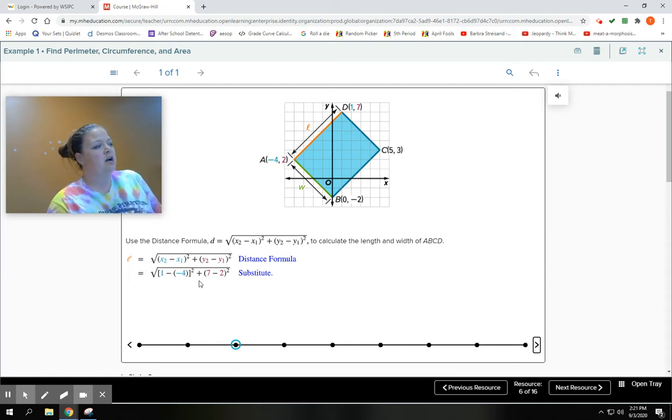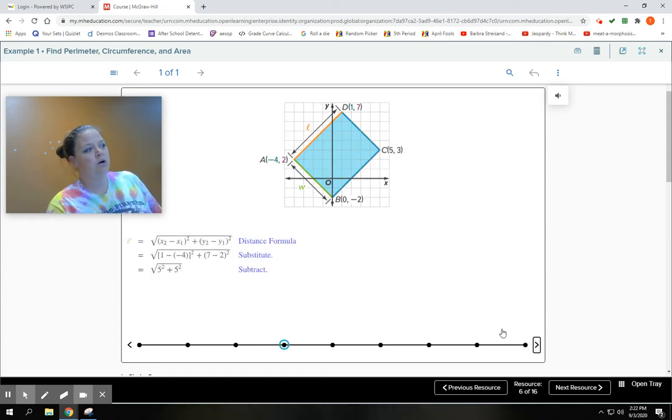Okay, so we take our x1, y1, and our x2, y2. We're using points D and A for our first one here. So we've got 1 and -4, that's D to A, 7 and 2, D to A again. We substitute those in using the order of operations. I'm sorry, I should have said we subtract, then we simplify. And so we know that the distance is the square root of 50.